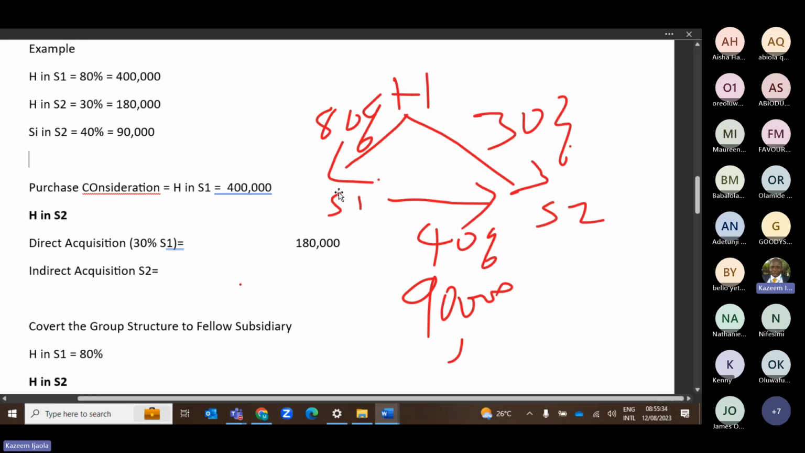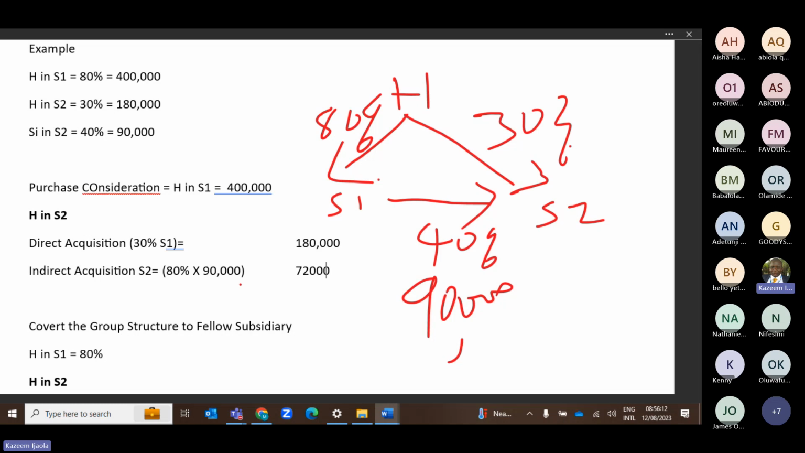So who will pay the balance of 20%? You remember that H only owned 80% of X1. H did not own 100% of X1. So the 20% is the NCI, the non-controlling interest of X1. In this case, the purchase consideration that X1 wants to pay to S2 is 90,000 naira. So H will only contribute his own share, which is 80% of 90,000 naira, while the balance of 20% will be contributed by the non-controlling interest of X1. So that is what H will contribute, which is 72,000.